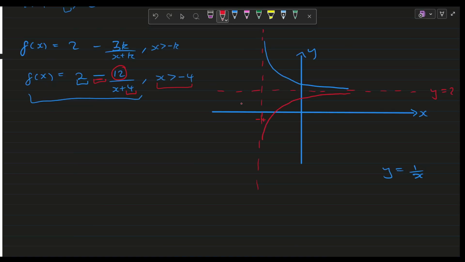Okay, this will be our graph, and as you can see here, it's going to continue decreasing, decreasing, decreasing, and so on. And on the other end here, we are approaching y is equal to 2, but we will never reach 2. So in other words, we're saying y is always going to be less than 2. That is the range of f of x.